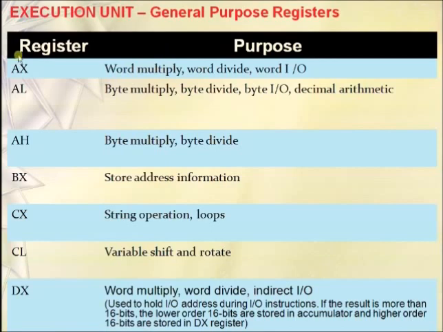In the same way, BX is used for storing the address information. As I told you, it is used for holding the offset information or offset address. Now CX is used in string operations where we carry out some iterations. CL is used for shifting and rotation operations, and DX is used for holding input output addresses during input output port transactions.